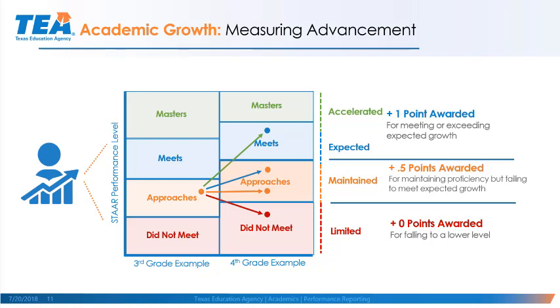In Example 2, following the blue line, a student performed at the Approaches grade level standard on his or her grade 3 STAR last year, and at the Approaches grade level standard on the grade 4 STAR this year.